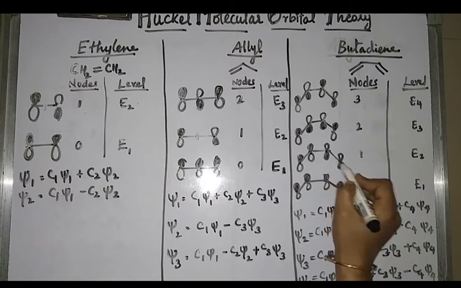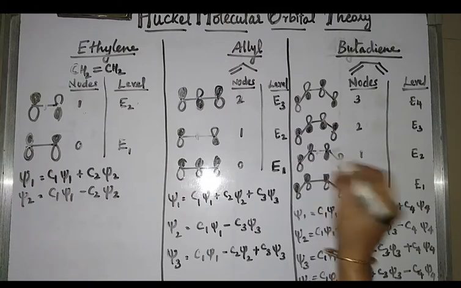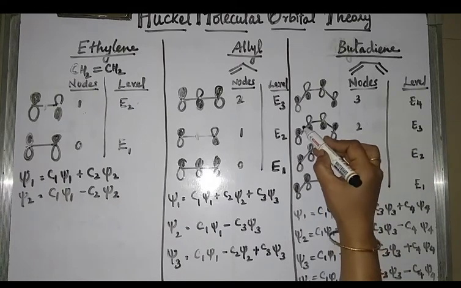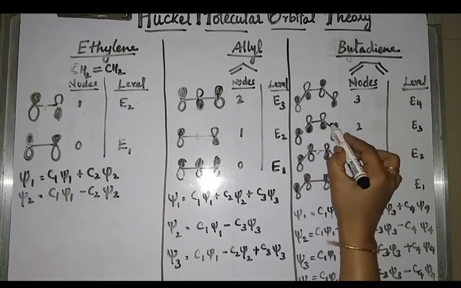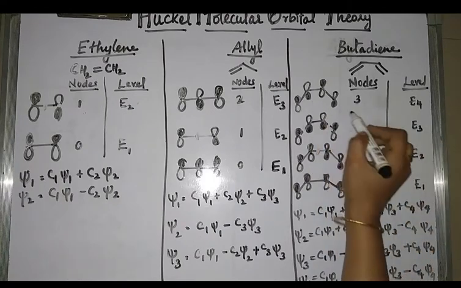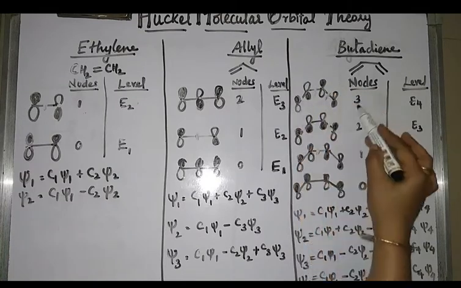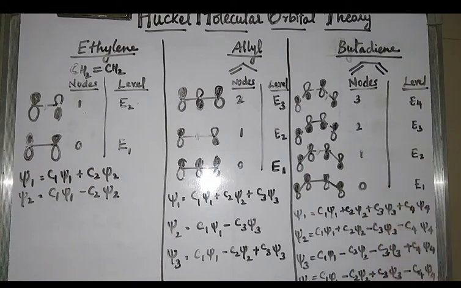Here there is no node, here there is no node, but here there is a node. If you see here, the difference is there. So here one node, no difference. Here, if you see, there is 1 node, 2 nodes, 3 nodes. So according to that, we have to write it.